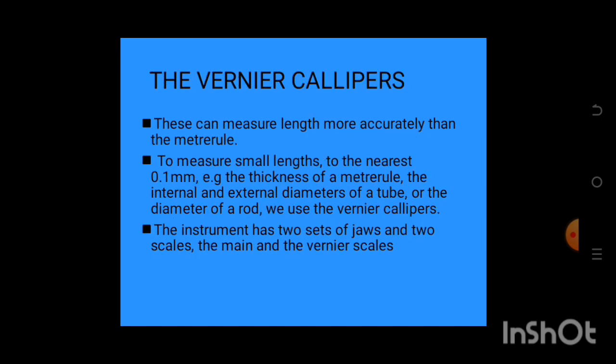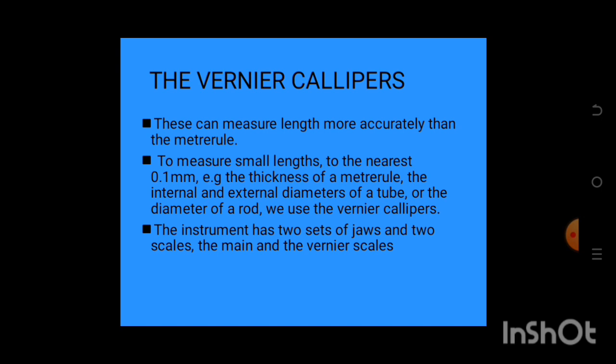Then we have the vernier caliper. Vernier calipers can measure lengths more accurately than the meter rule, and can measure small lengths to the nearest 0.1 millimeter. For example, if you want to measure the thickness of a meter rule, the internal diameter or external diameter of a tube, or the diameter of a rod, we use a vernier caliper.